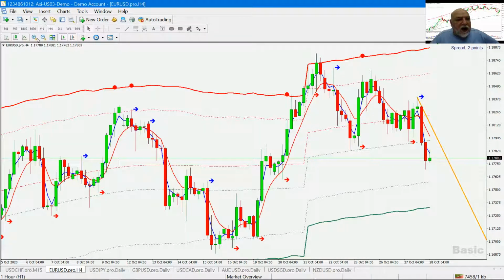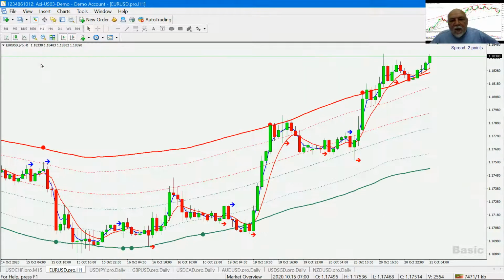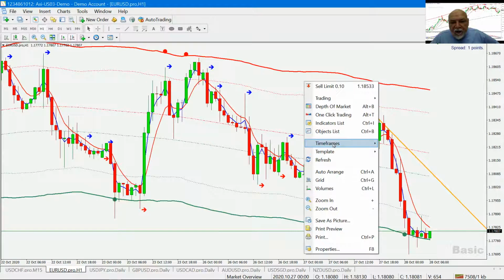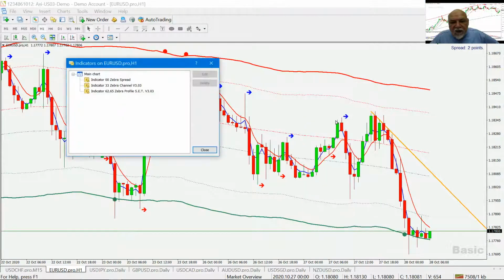Let's look at the 1-hour. Keep marching down. You can see here, 1 hour, we are actually down in the lower band. The 1 hour is dropping. I don't think I have, let's look at the indicators. I don't have the alert on here.